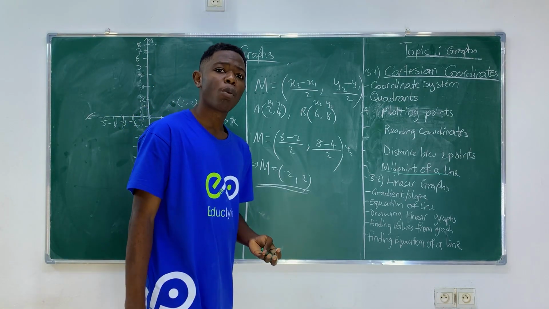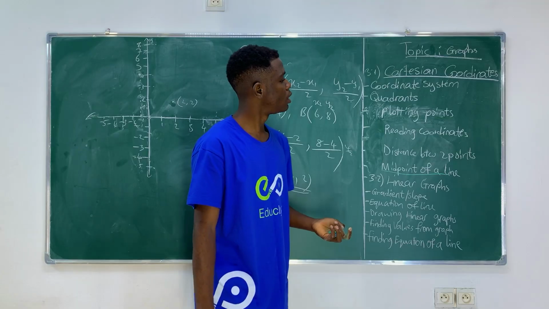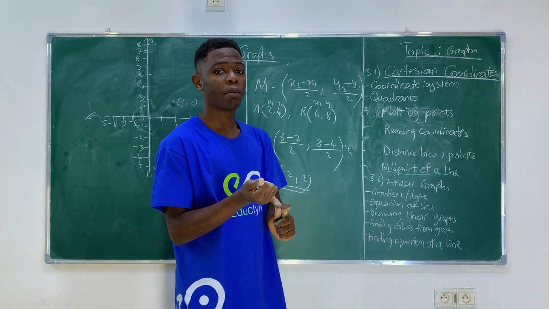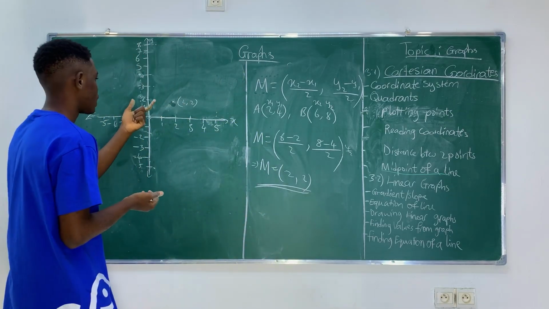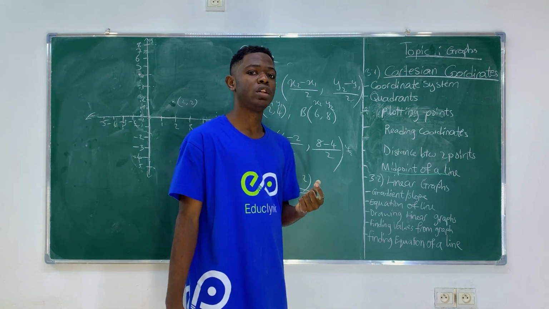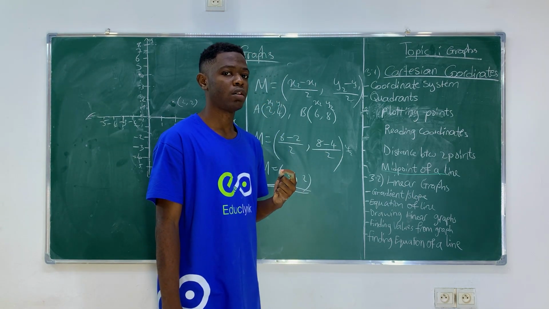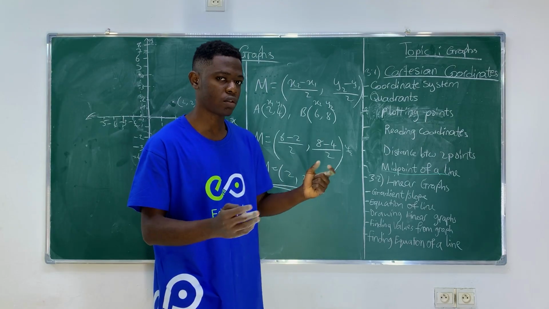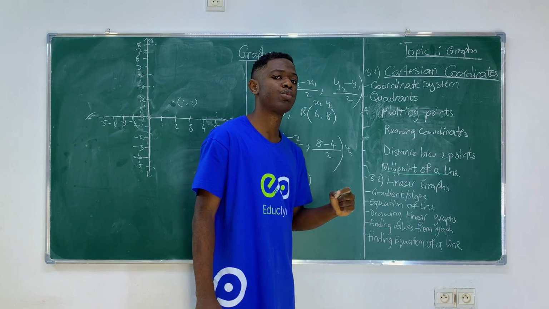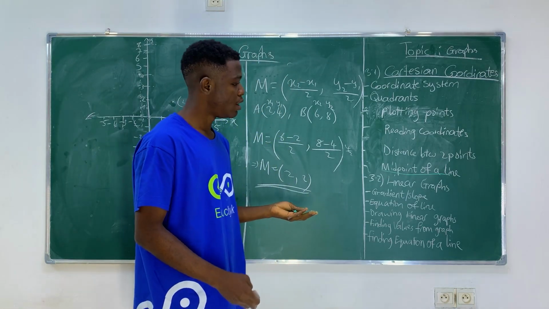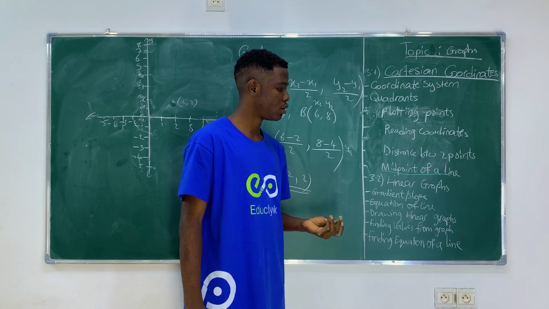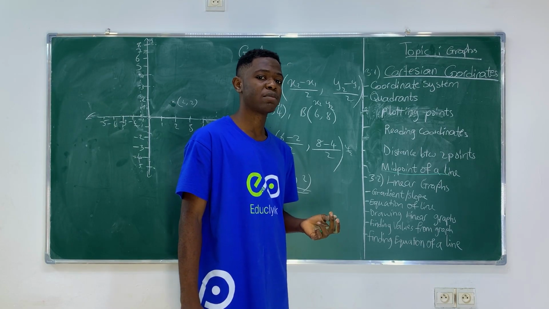So you see, you can have a complex question like this: you are given 2 points. First, plot them on a Cartesian plane. You have to plot the 2 points. Secondly, name in which quadrant they are. Thirdly, calculate the distance between the 2 points. Then fourthly, calculate the midpoint of the line segment that the 2 points make.